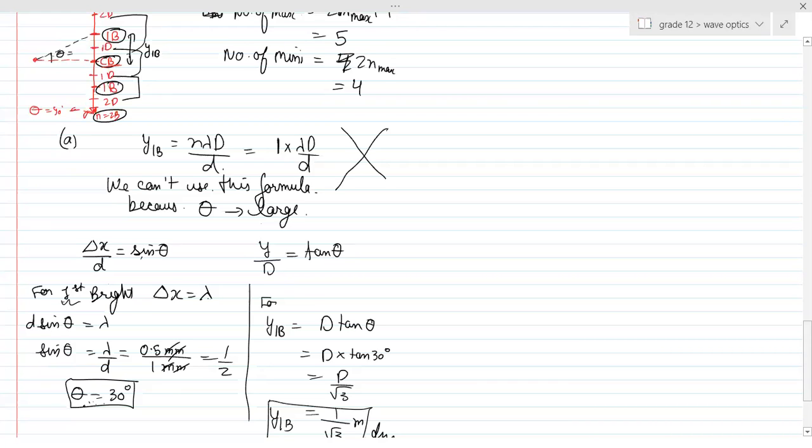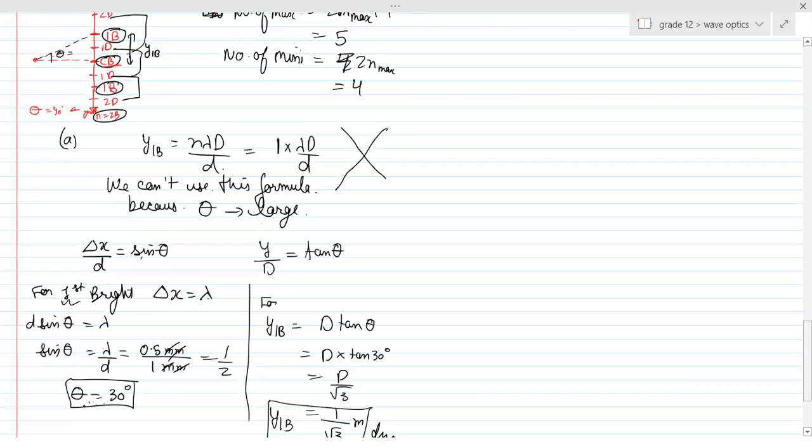From the formula, n max is equal to d by lambda, right? When you solve this d by lambda, it is not necessary that it will always come to be an integer, right? It can be in fractions. It can be in decimal point, right? So what will you do? Deal with the decimal point.